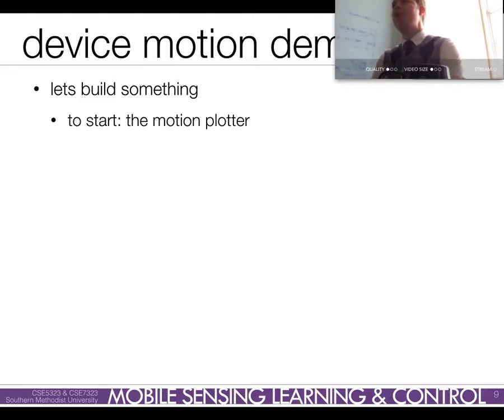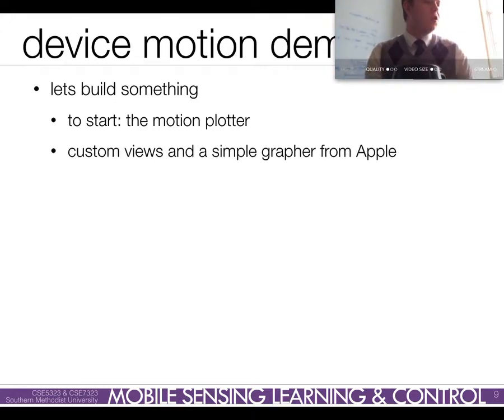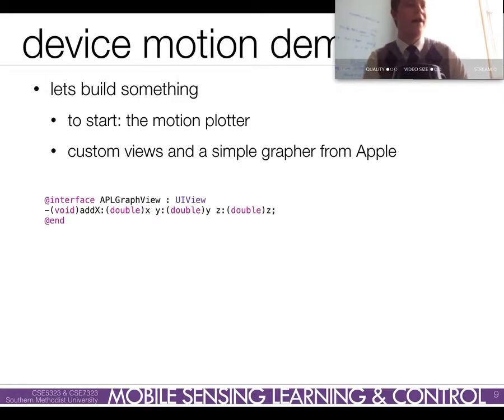So essentially, it's going to be a motion plotter. This is going to be real similar to one of the motion plots that Apple puts out. We're going to do some custom views, and I'm going to show you how to do a simple grapher from the Apple API. Essentially, what we're going to use here is this APL graph view, which inherits from UIView, and it allows us to graph three different streams, an X, a Y, and a Z stream. Why they named it that, I have no idea. Those are just three different plots that it is going to plot over time.